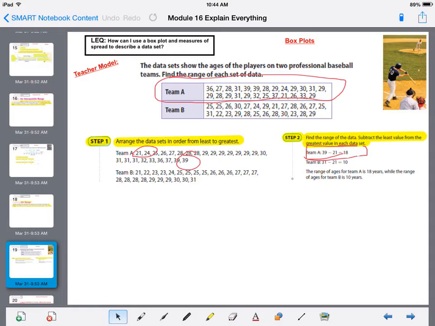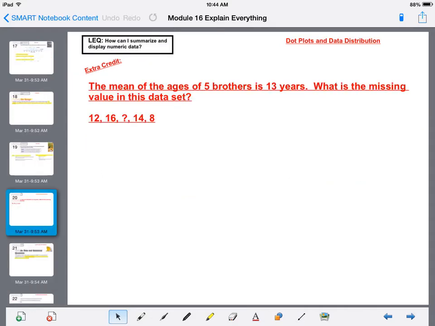For Team B, we would do the same thing, order from least to greatest. That way we see the big guy is 31, the little guy is 21, and so our range for Team B is 10. We also talked about what happens if you are given the mean and then you have to find one of the missing values.